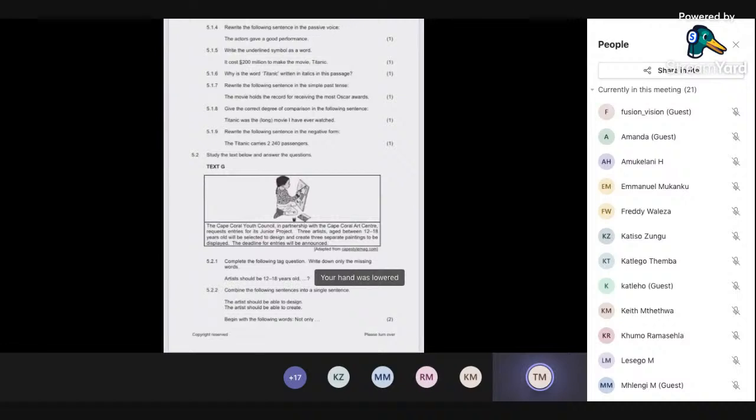So guys, before you change or rewrite a sentence in the passive voice, here's the first thing that you need to do. You need to first find your subject. So in this case, our subject is the actors. And then gave is our verb. A good performance is our object. So you have your highlighters with you in the exam room. You need not be afraid to highlight as much as you can. I mean, this is your working document.